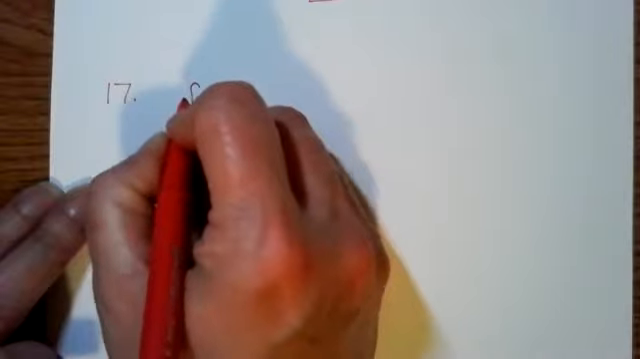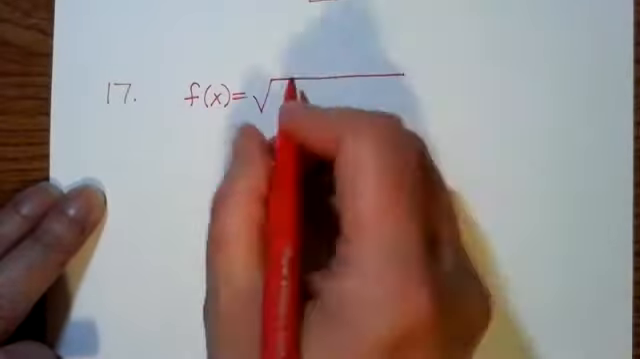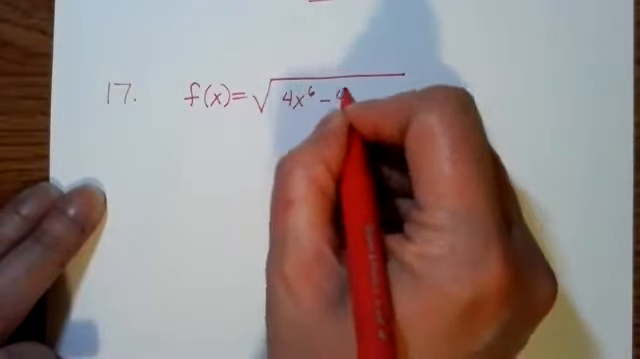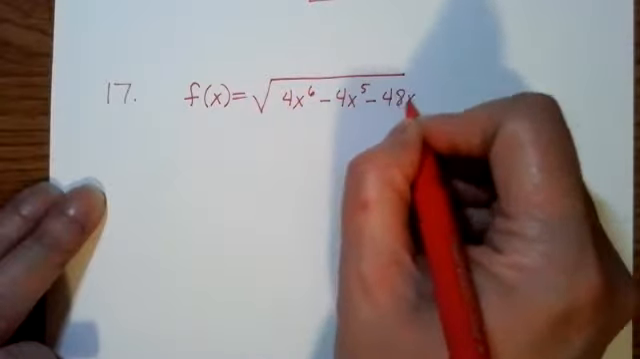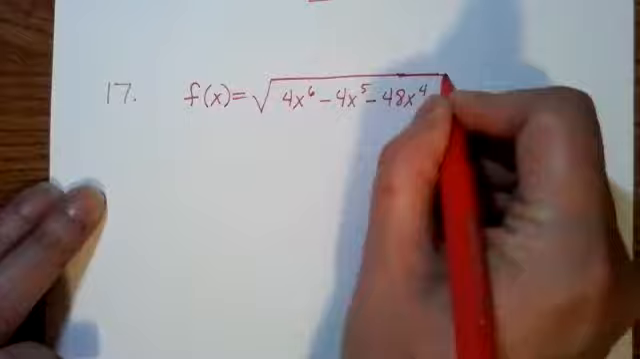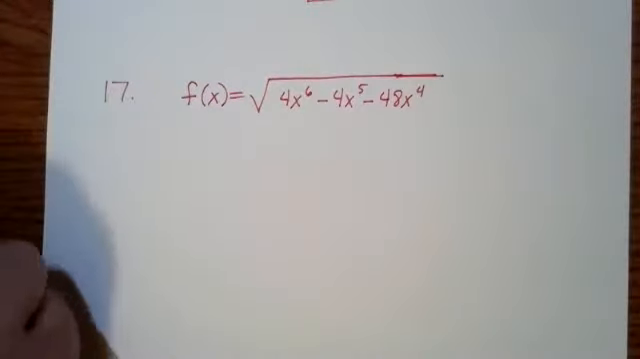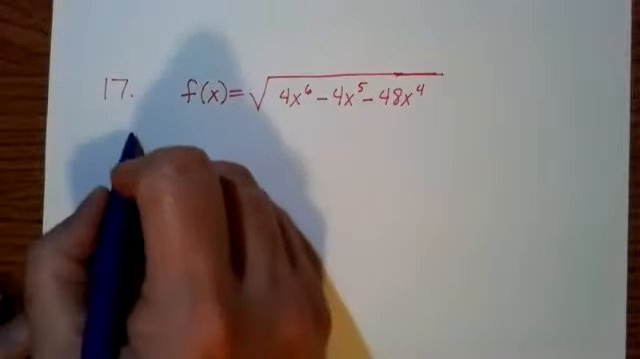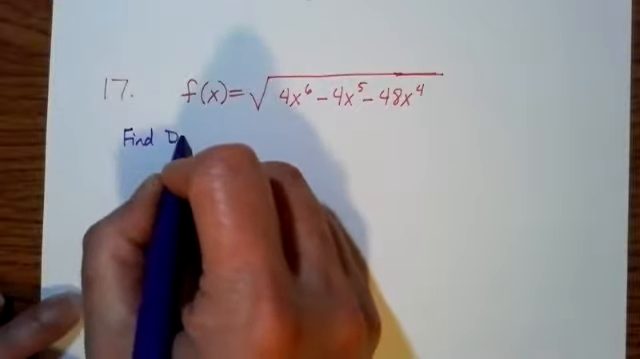It was intended to say f of x is equal to the square root of 4x to the 6th minus 4x to the 5th minus 48x to the 4th. But the f of x equals got dropped by accident, and it really needs to be there because the question wants us to find the domain, and if it's not a function, we can't find the domain.